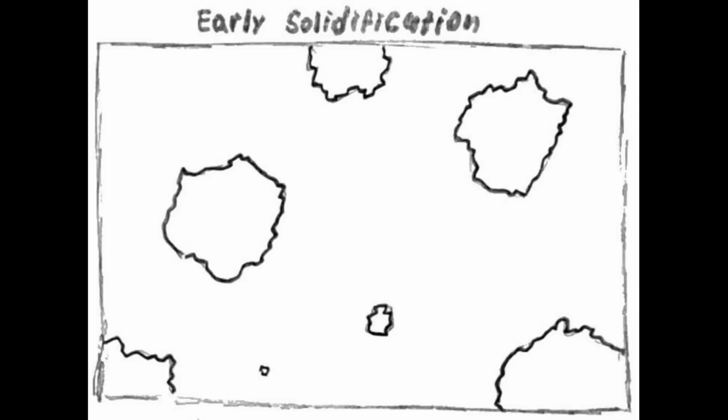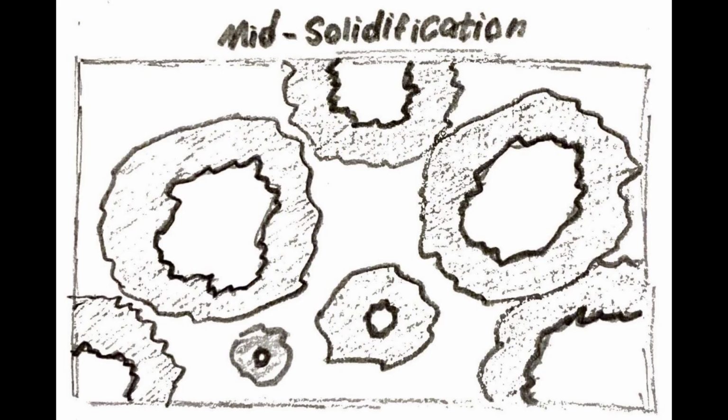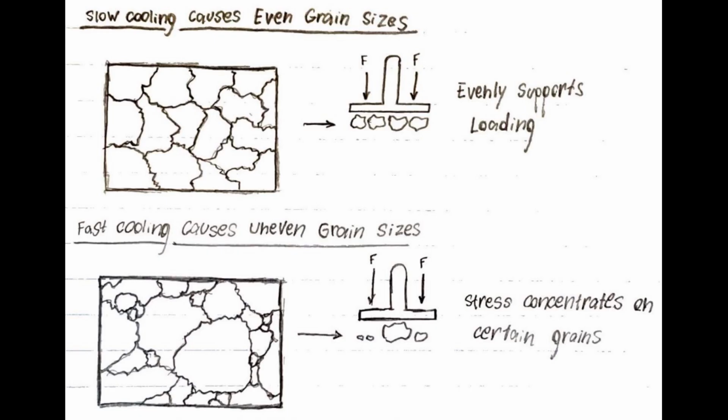When cooled very rapidly, grains of the higher melting point metal form individually without building upon other grains. When the lower melting point metal begins to solidify, it forms at the grain boundaries of the higher melting point metal. This creates a cored grain structure where the higher melting point metal exists within a region of lower melting point metal. This rapid cooling that causes coring also causes the grain sizes to become uneven.